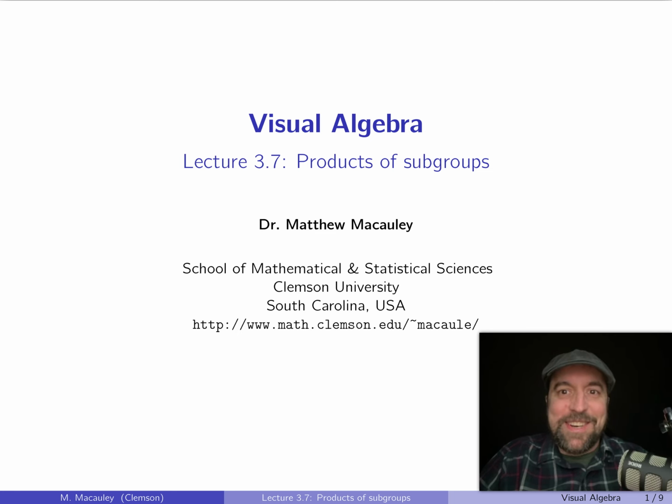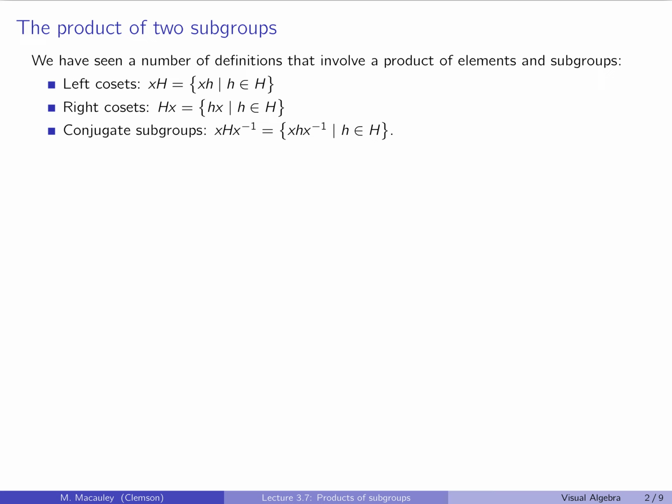Let's get started. Thus far, we have seen a number of definitions that involve a product of elements and a subgroup. And for all of these, the notation is indicative of how it's defined. For example, the left coset xH is the set of all products of the form x times an element h in the subgroup. And the right coset is defined analogously, but x goes on the right. A conjugate subgroup, xHx inverse, is just the set of all products x h x inverse.